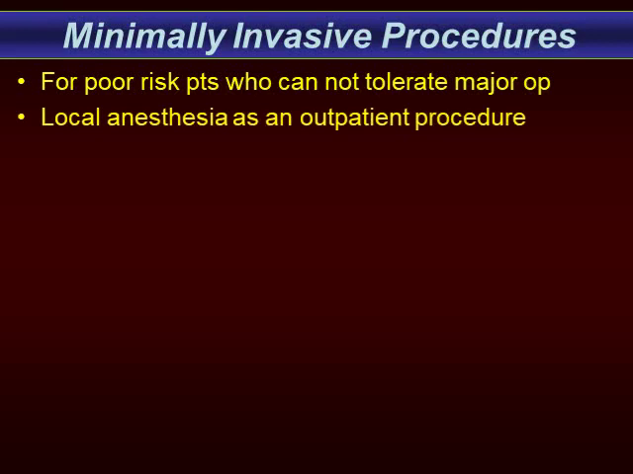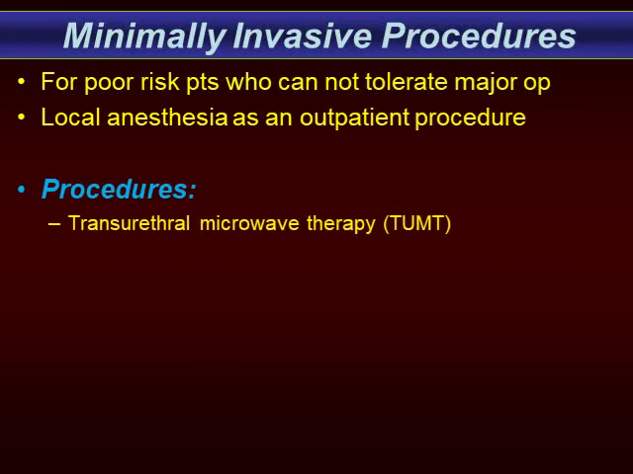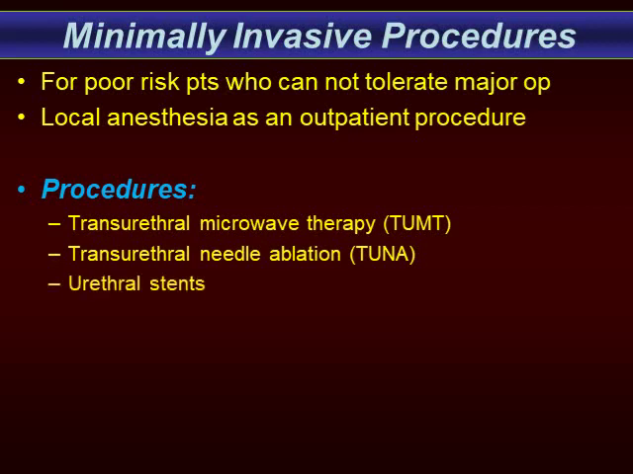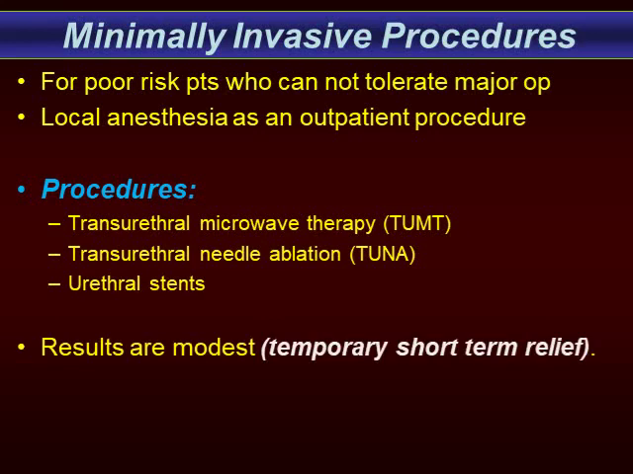So what would be the solution? We have what we call minimally invasive procedures, which could be done under local anesthesia as an outpatient procedure. Options include transurethral microwave therapy or transurethral needle ablation. Both of these procedures also use heat like TUR, but they are less effective. Also, I could use a urethral stent. Results of these techniques are very modest, and they only provide temporary short-term relief. However, these patients are not good candidates for general surgery, and this is the best I can offer them.